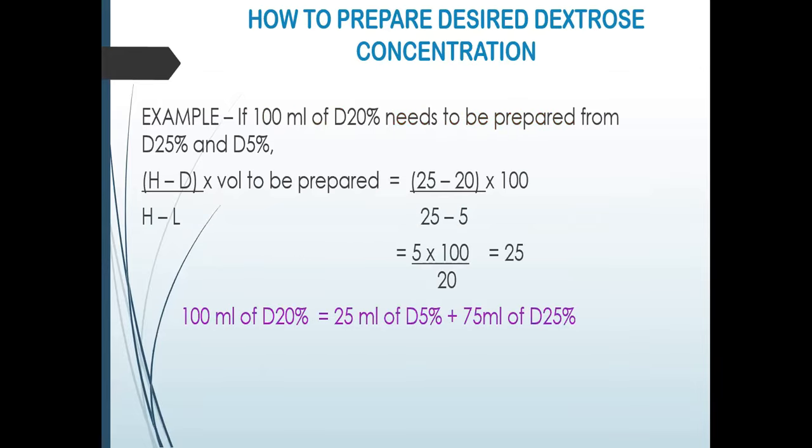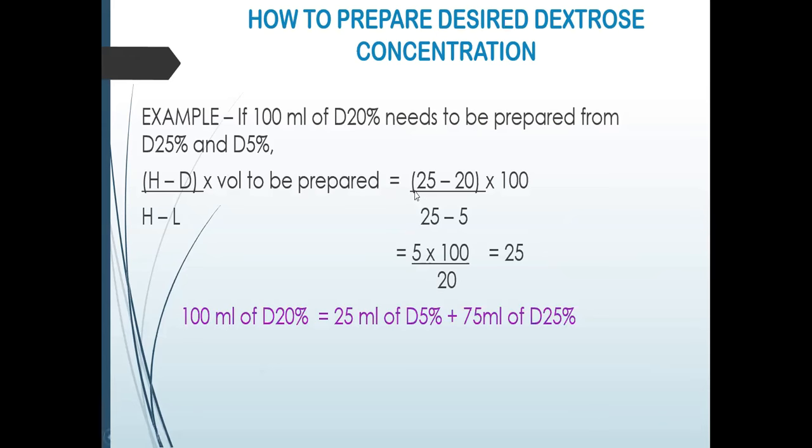For example, if 100 ml of dextrose 20% needs to be prepared from dextrose 25% and dextrose 5%, the formula to be applied is (H minus D) upon (H minus L) into the volume to be prepared. So the highest concentration that we have with us is 25% and the desired concentration is 20%.